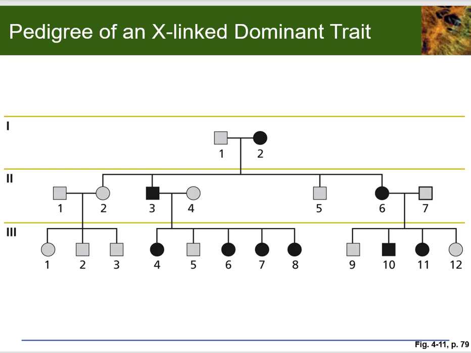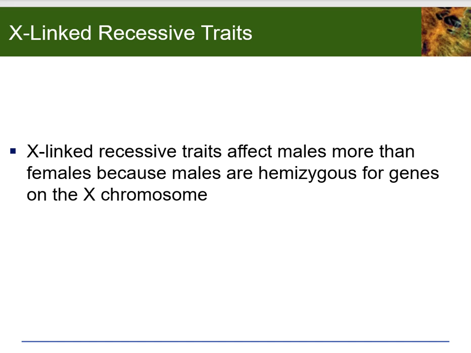So this is the pedigree of an X-linked dominant trait. Again, affected males will produce all affected daughters and no affected sons. Affected females transmit the trait to roughly half the children. Males and females equally affected, and overall, twice as many females as males are affected with the trait.